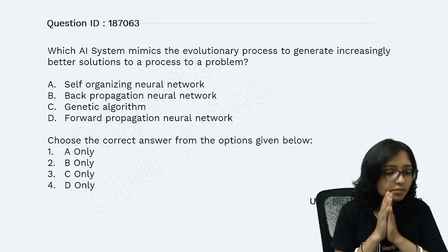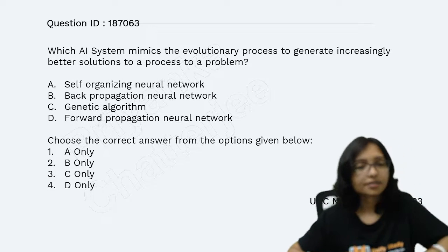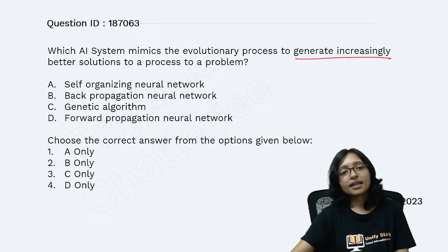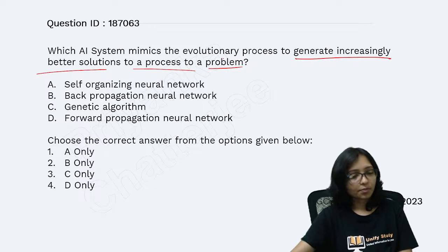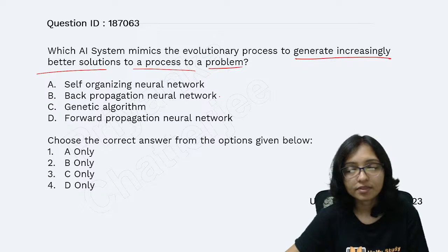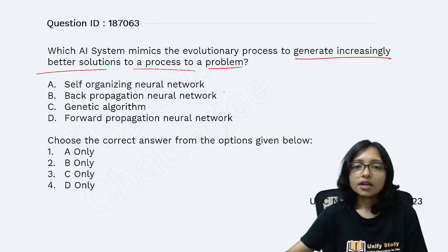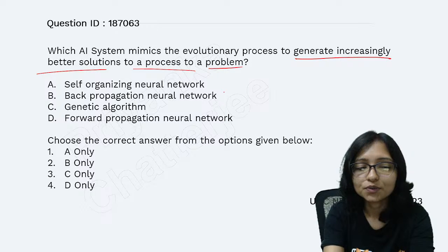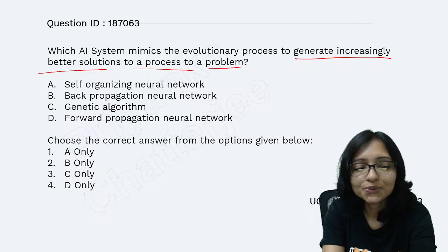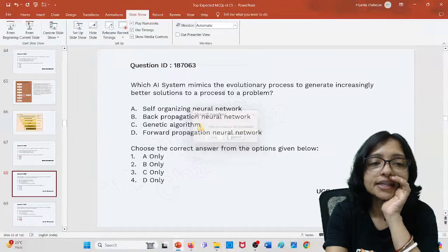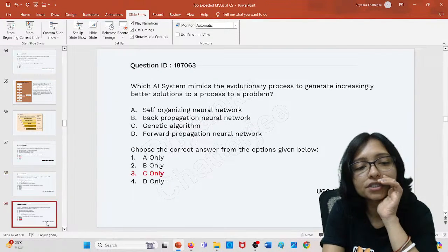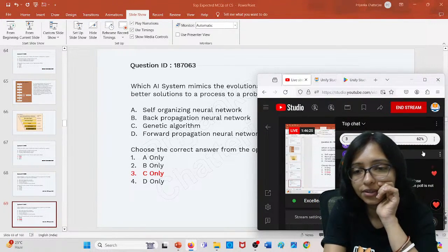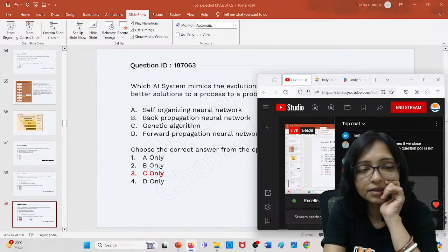Very easy question, simple question. Generate increasingly better solutions to the problem. 10, 9, 8, 7, 6, 5, 4, 3, 2, 1 and 0. Increasingly better solutions is given only by the genetic algorithm, right? Other than that, nothing gives you that. It's not possible. So why are you making the mistake?